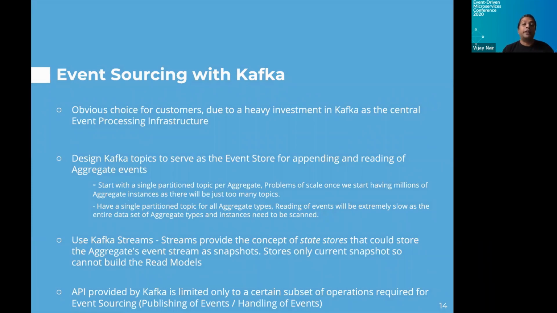There is a large-scale investment in Kafka today as the central event processing infrastructure, and for obvious reasons. Kafka does provide a solution to the problem that enterprises have had for a long time, essentially being reactive in real time. So the thought process that generally starts off when people want to adopt event sourcing is, hey, we've got Kafka in place, why don't I just extend it to build out my event sourcing infrastructure too? And that's a fair choice.